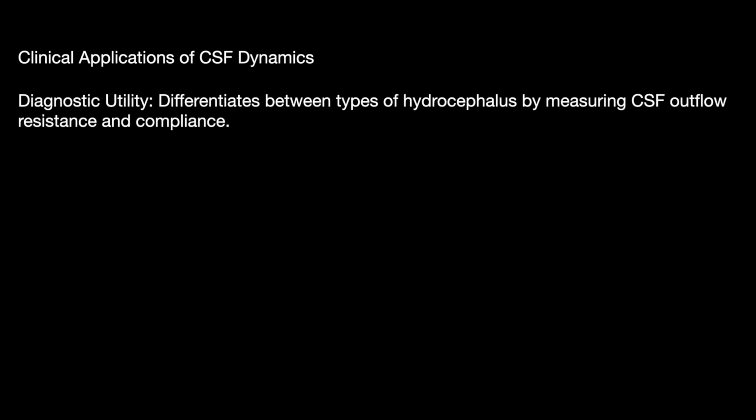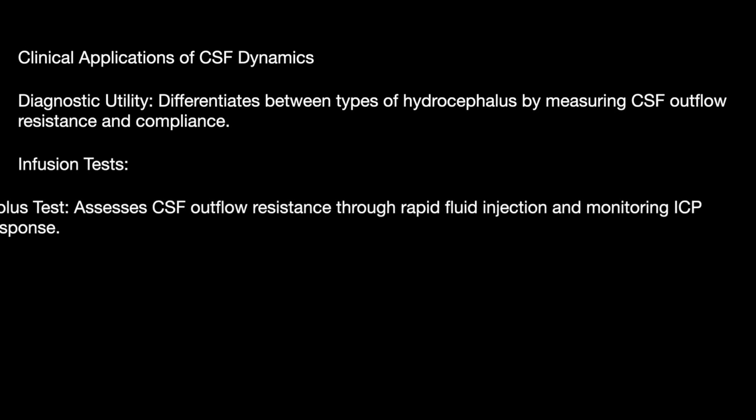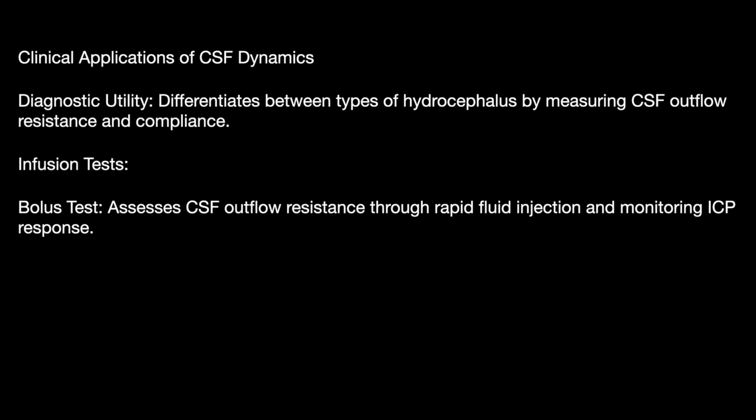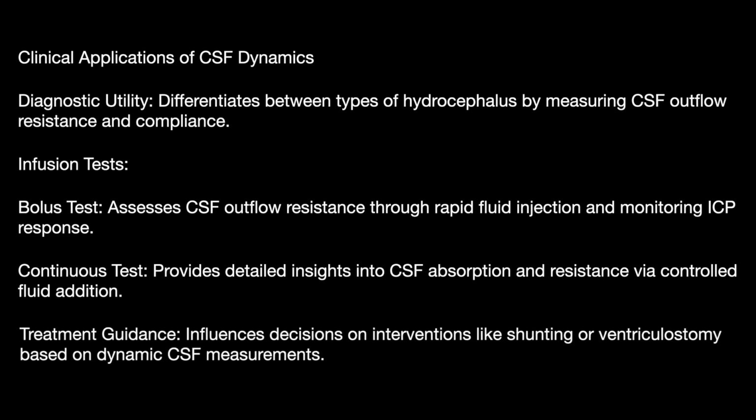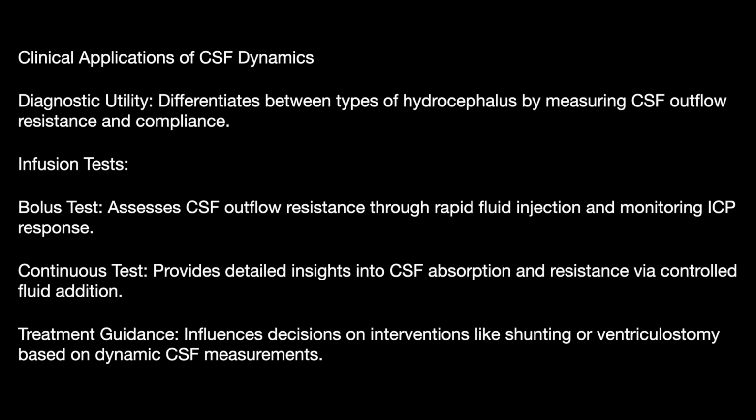So what are the clinical applications of all this? The dynamic studies help us differentiate between the types of hydrocephalus by measuring the CSF outflow, the resistance, and the compliance. We do infusion tests. There are two types of tests. The first is the bolus, where you assess the CSF outflow resistance by a rapid injection while monitoring the ICP. Then we have a continuous test where you slowly infuse and you check for the resistance by controlled fluid addition. Now, it helps us in guiding the treatment because it influences our decisions on intervention, like whether to go for a shunting or ventriculostomy based on the dynamic CSF measurements.